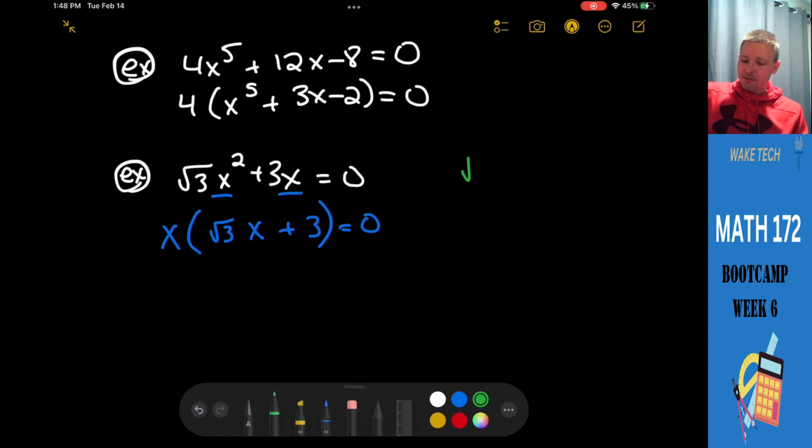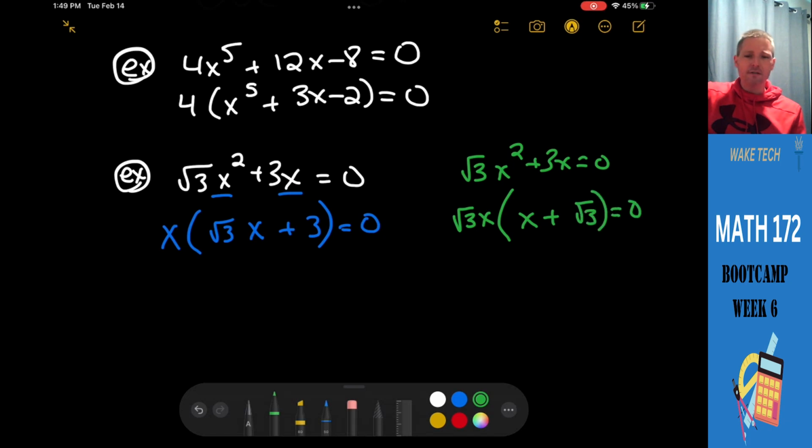But depending on how interested you are or how much you notice this sort of thing, you can actually take out a common factor of the square root of 3 as well. So we can remove a square root of 3 times x from each term. For the first term, that would leave us just with an x. For the second term, it would leave us with a square root of 3. So both of these are totally fine.